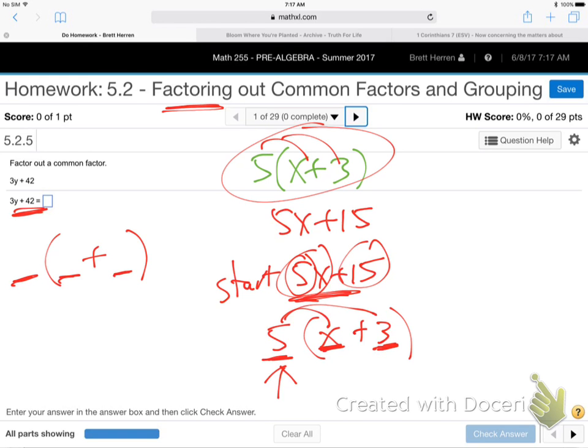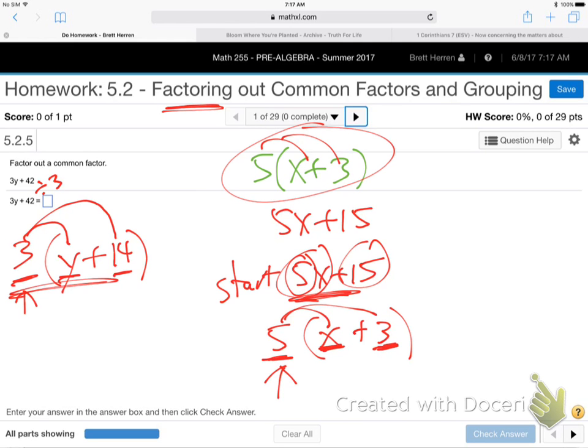First off, what goes right there? That's going to be the 3. Like that. Good so far? Now, 3 times what will go back to 3y? The y. And then the back, 3 times what will go back to the 42? If you're not sure, take that 42 and divide it by the 3, and you will get the 14. Because that's how you find out what multiplies, right? You divide. That's it, we're done.